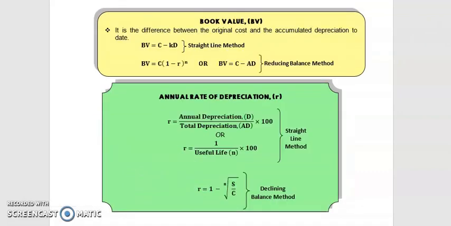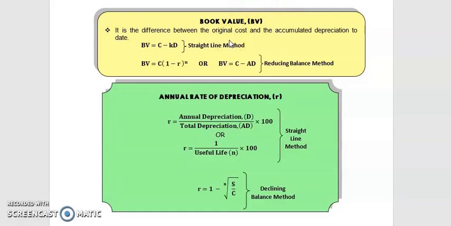Okay, now let's look at book value. Book value is BV. It is the difference between the original cost and the accumulated depreciation to date. Again, to date we refer to which particular year that we want to estimate. Just now we have the term scrap value. Scrap value is the value of the asset at the end of useful life. But book value is the value of the asset at a particular year.